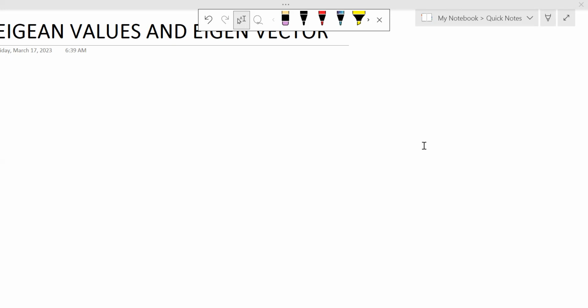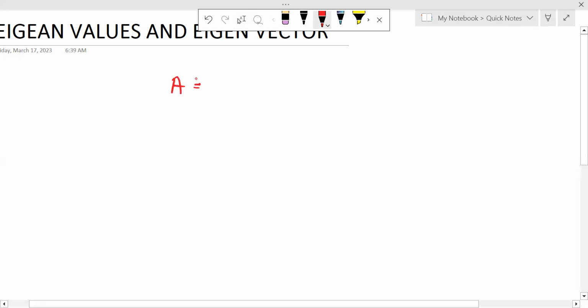So, for our practical applications, let A be a given matrix. Let A be an n cross n matrix. This is a matrix which we consider as an n cross n matrix. And now we can define a vector equation.